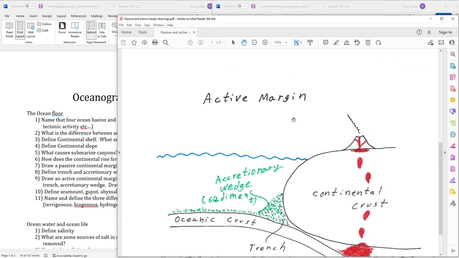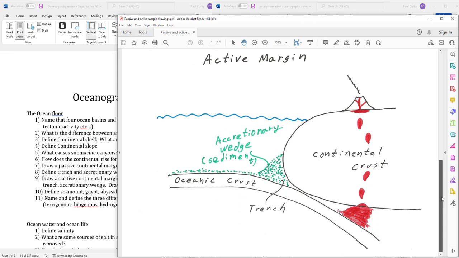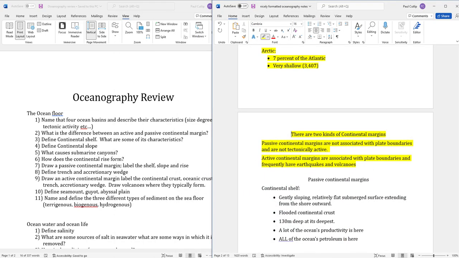And then active margins look like this, right? They look a lot like an ocean continent convergent plate boundary, because that's what they are, right? And so you've got oceanic crust here, shoving underneath continental crust, melting, rising magma, volcanoes. The thing we kind of added here was the accretionary wedge down here, which is just this wedge of sediment getting scraped off of that oceanic crust. And of course, we'll talk more about that sediment later on. But anyway, there are some pictures of each of those just to help you understand what's going on. And that's a PDF file right there in your study materials. You can find that no problem.